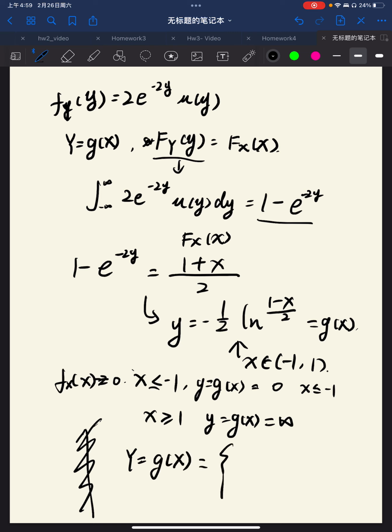So now finally we can have the function g(x) equals 0 when x is less than or equal to -1, and -1 over 2 ln of 1 minus x over 2 when x is in -1 to 1, and infinity otherwise.